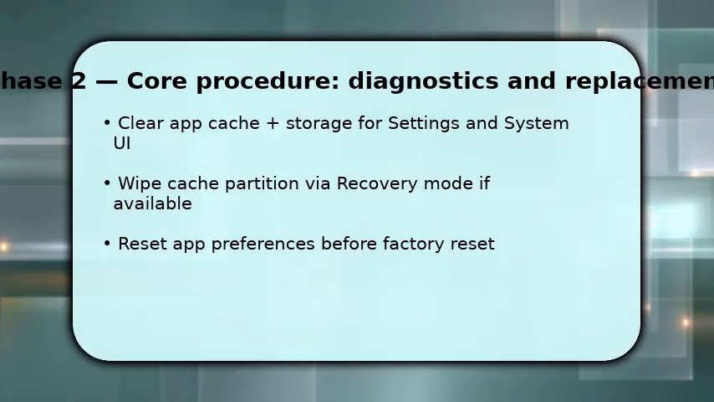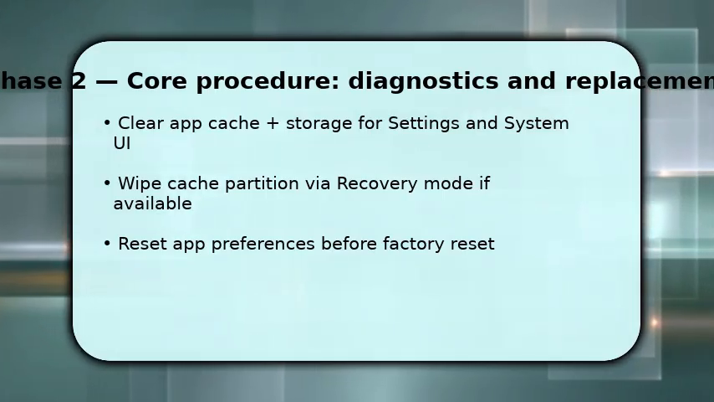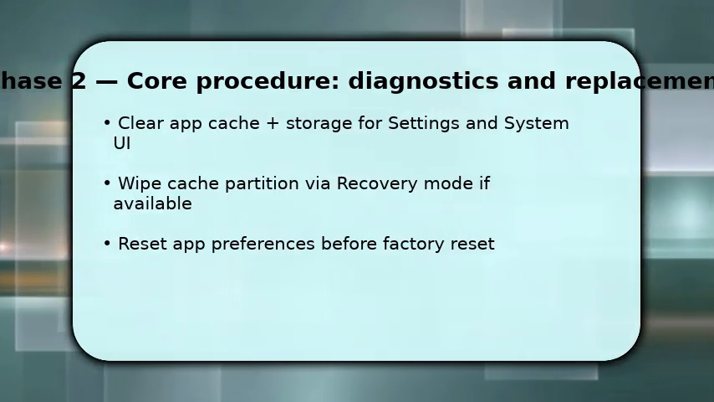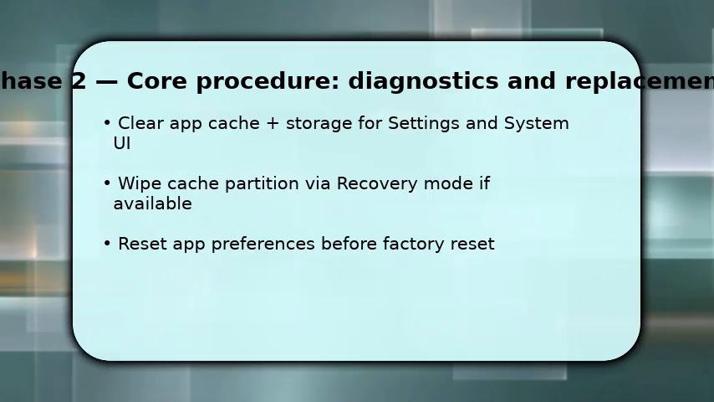Now you handle persistent corruption by removing faulty data. First, clear cache and then clear storage for settings and for system UI. This resets app data without erasing user files.